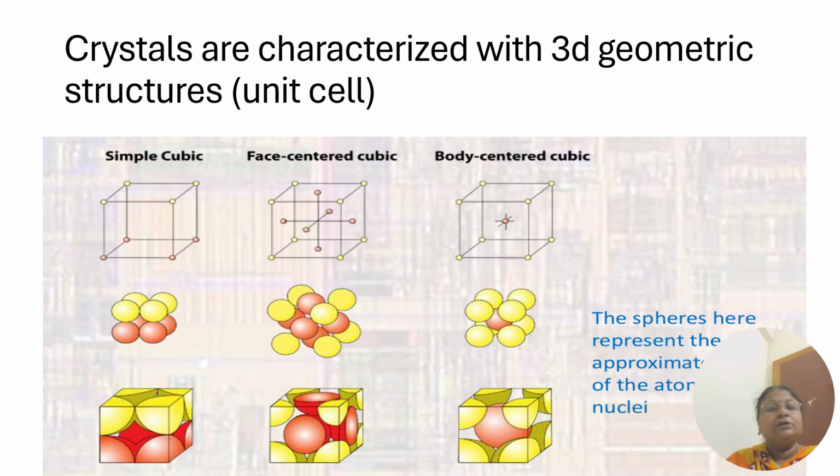Now, the 3D geometry structures of a unit cell. The basic forms are going to be simple cubic, face-centered cubic, and body-centered cubic. So what's the difference between face-centered and body-centered? You have seen a cube. The cube is going to have 6 faces.